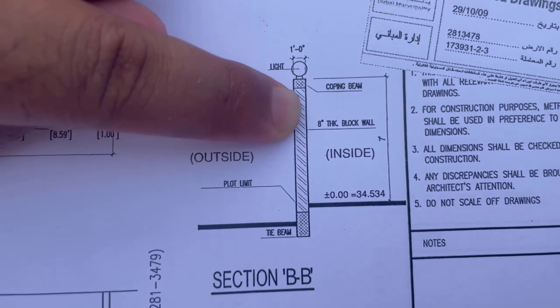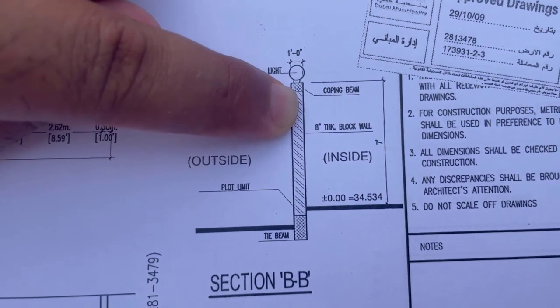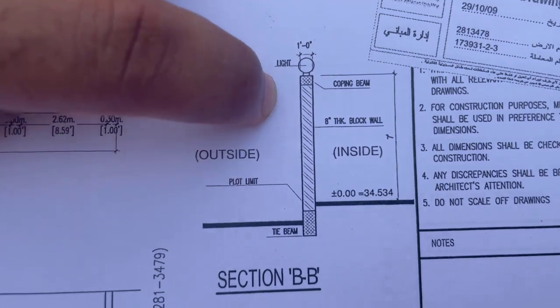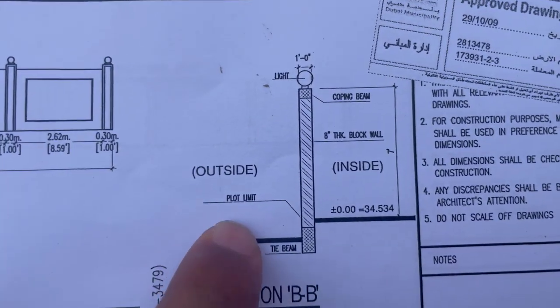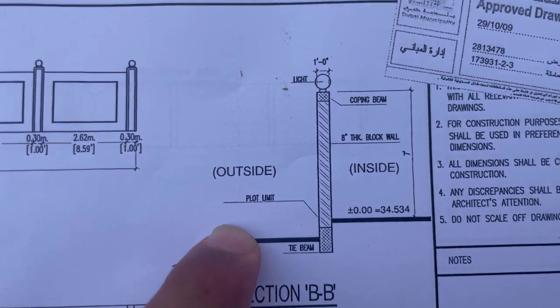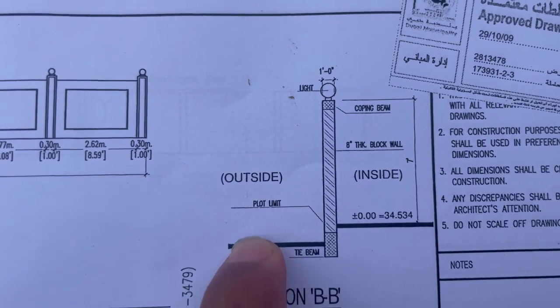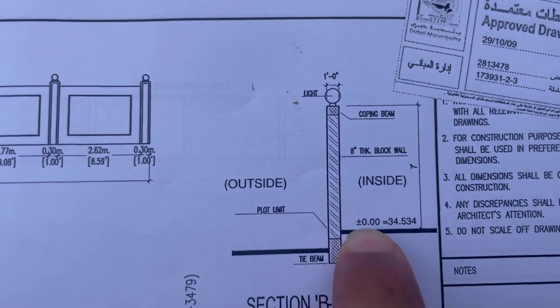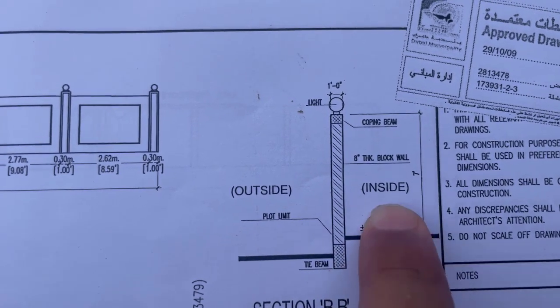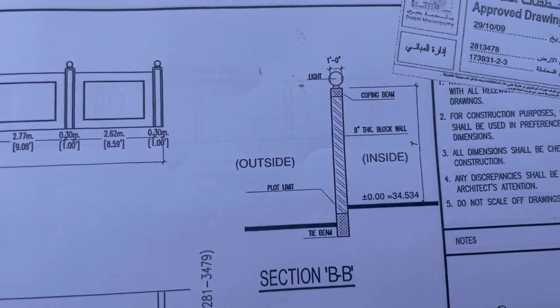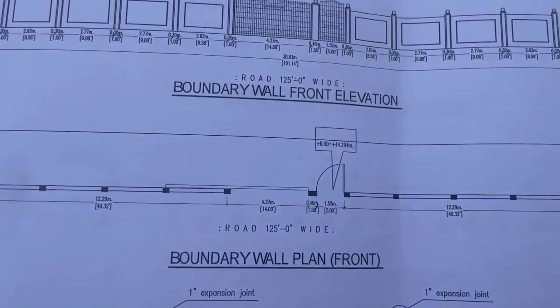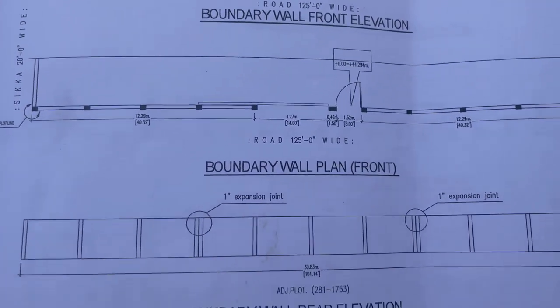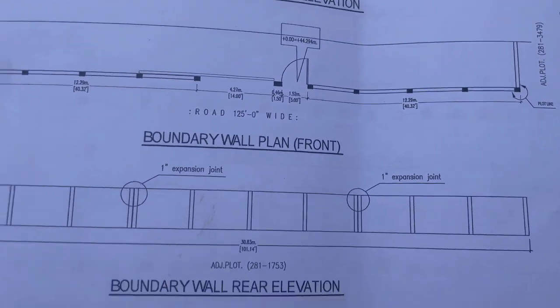8-inch thick block wall, 8 inch and 20 centi you will provide block, hollow blocks. This is inside plot, this is outside from plot yani plot limit, and this is inside. This is our 0 level. From 0 level you will go 11 feet. So this is the cross section for the front.